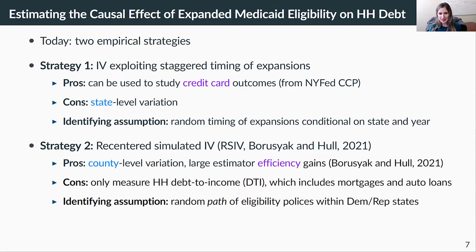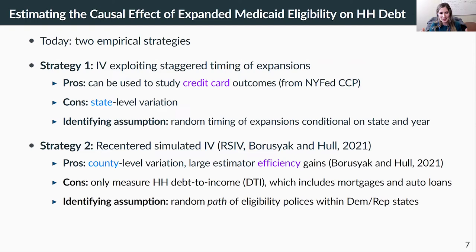But then we're also going to assume that the realized path is random within some subset of states. Specifically, if you lived in a state that was primarily governed by a Democratic governor during the sample period in which we were looking, those other democratically governed states are going to be your counterfactual Medicaid histories, because the party of the governor ended up ultimately being really important for determining which states expanded and which ones didn't. So this is going to allow for non-random selection across Democratic and Republican states, but within these states, we're going to assume that it's essentially like drawing marbles from a bag within the Democratic states.